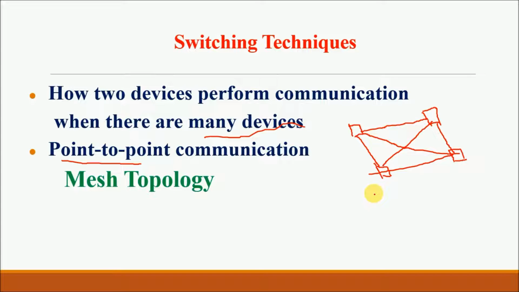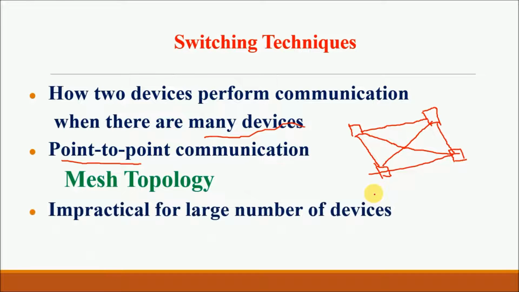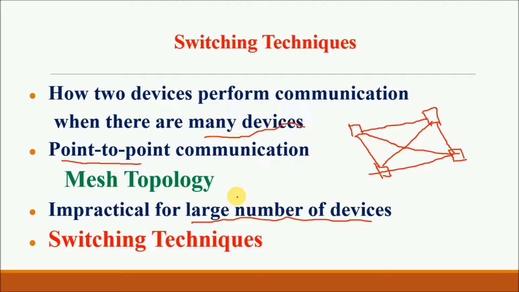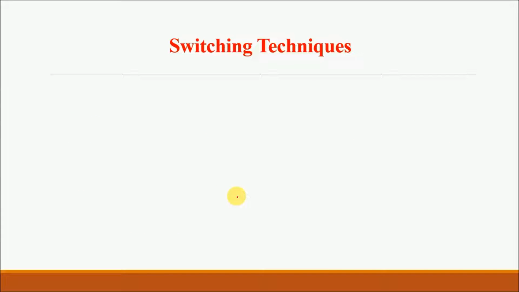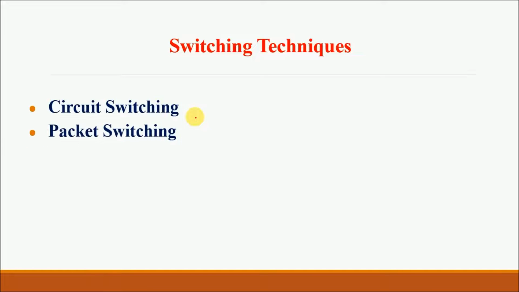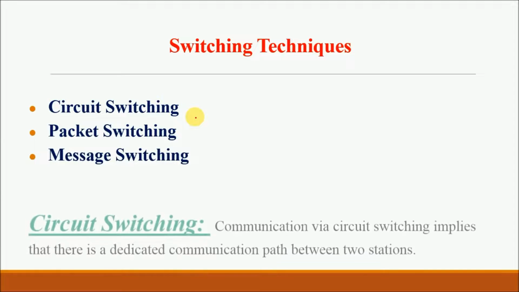But what will be the problem if we increase the number of devices? This mesh topology is impractical for a large number of devices. So the solution is different switching techniques. What are the different switching techniques? The first switching technique is circuit switching. The others are packet switching and message switching. These are the 3 different switching techniques basically used.